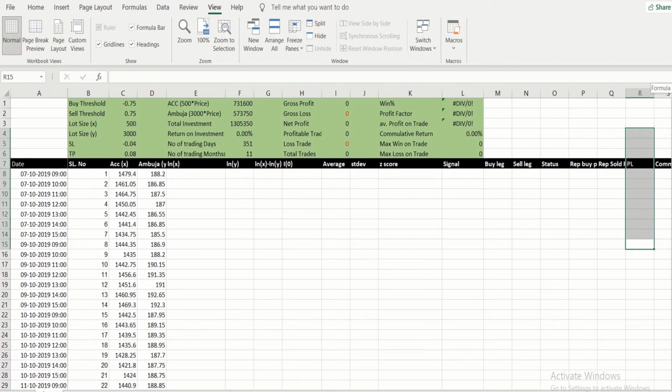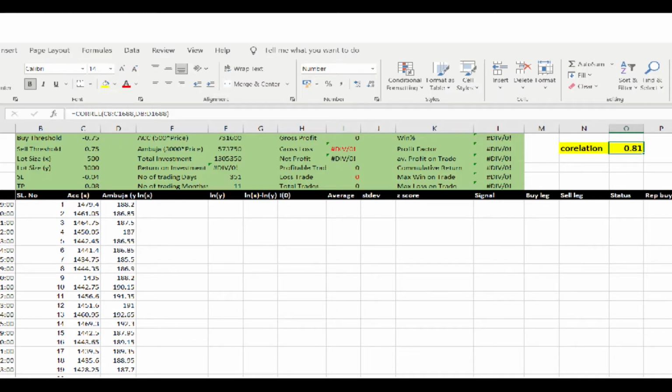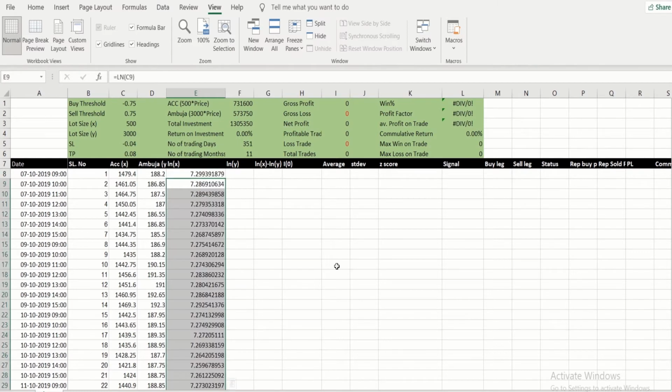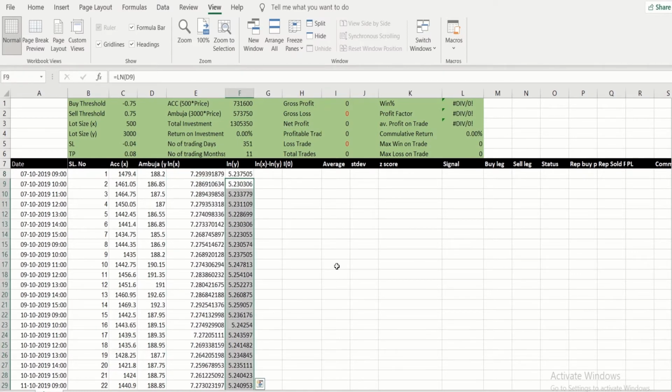Now in this sheet of pair trading, see here column C represents the price of ACC, and column D represents the price of Ambuja. Now we need to check the correlation between these two stocks. Here we have got the correlation, which signifies that the two stocks are positively correlated. Now let's move forward to columns E and F, where we have found the log normal return of these two stocks, because stock prices follow a log normal distribution.